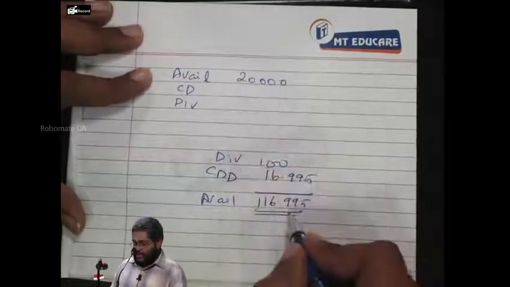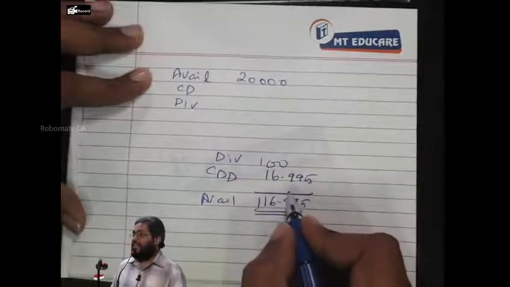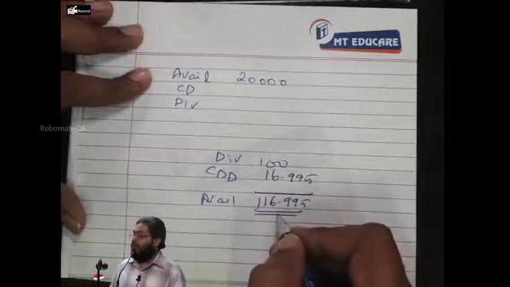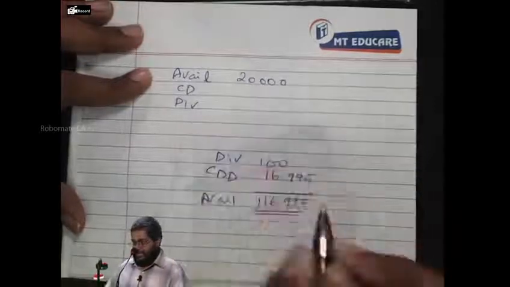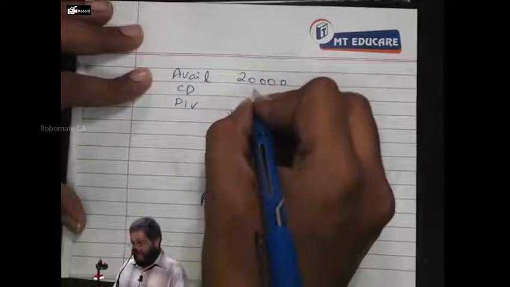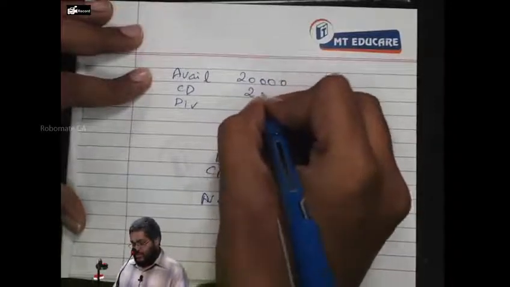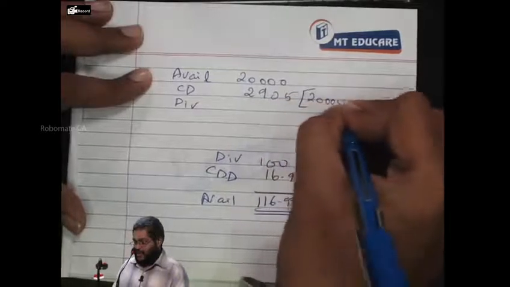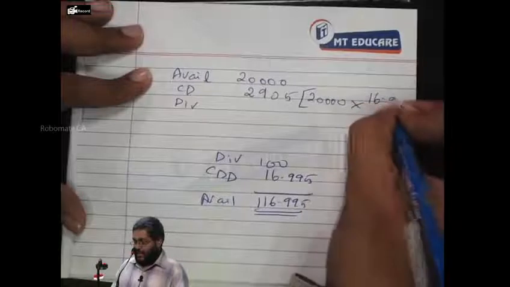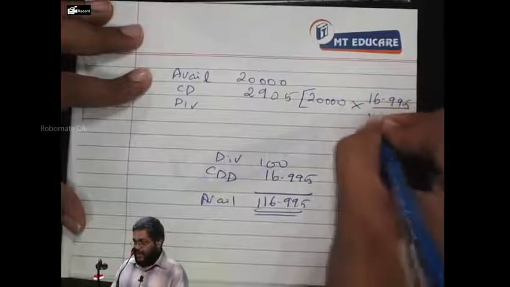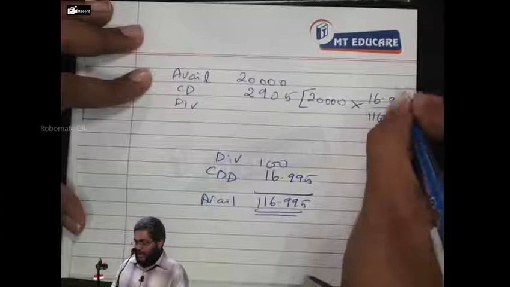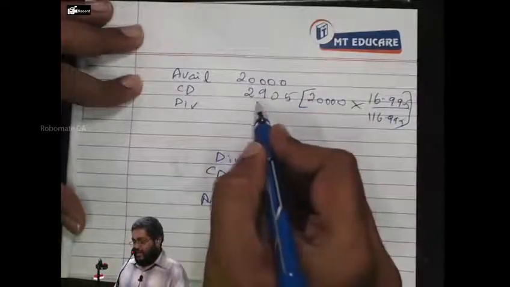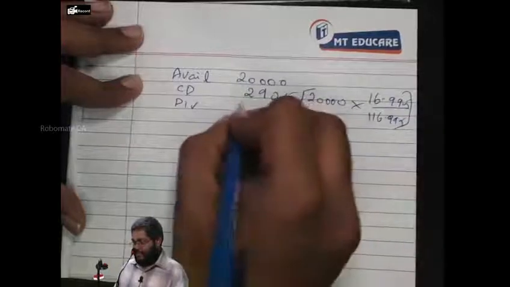If 20,000 is 116.995, what should the 16.995 be? On the calculator: 20,000 into 16.995 divided by 116.995. Tell me what is the CDT amount here? 2,905. How did I get this number? 20,000 into 16.995 divided by 116.995. That means what should be the balance dividend here? 20,000 minus 2,905.